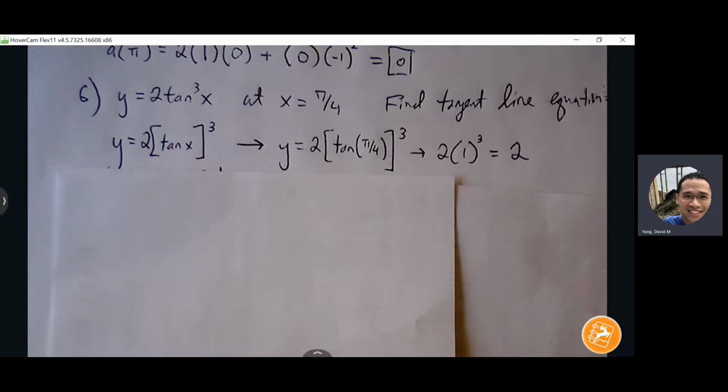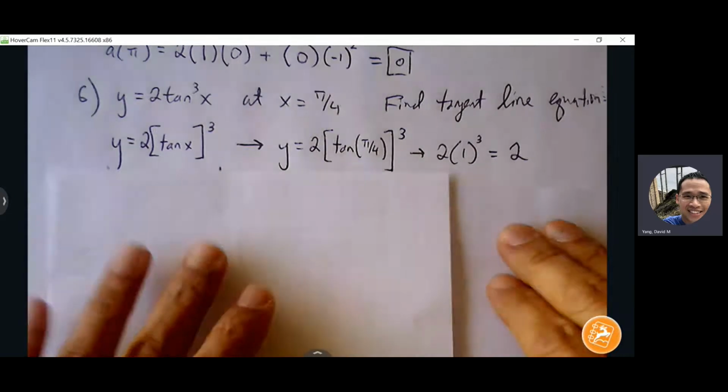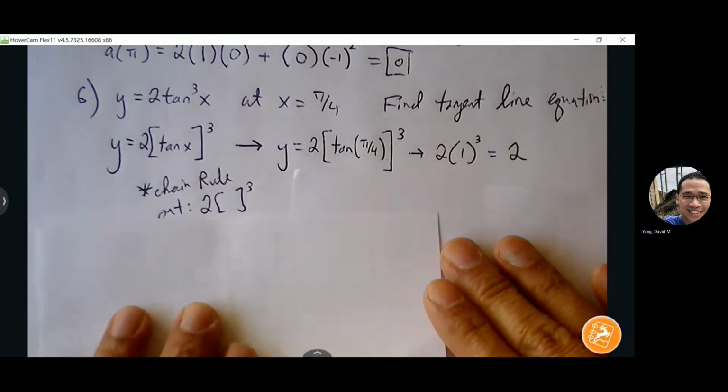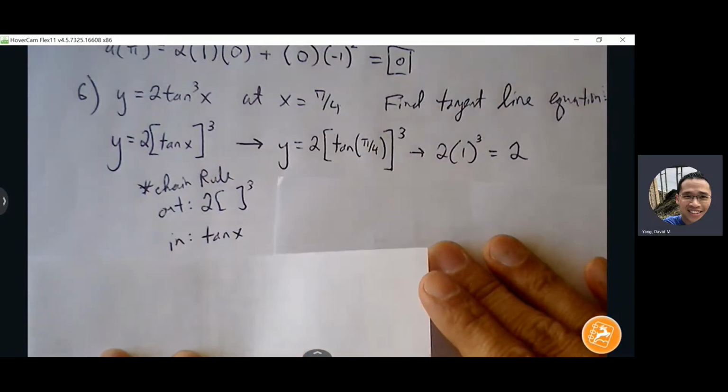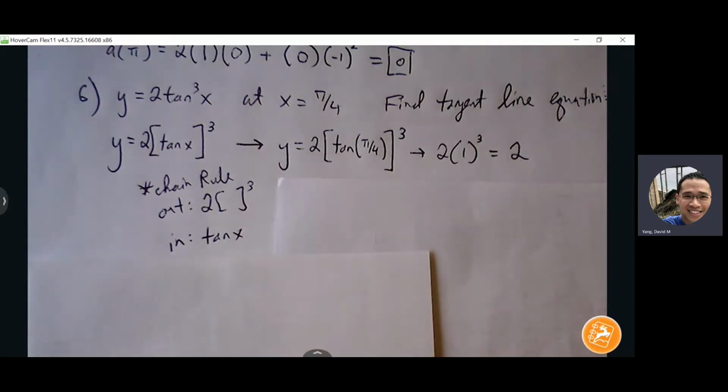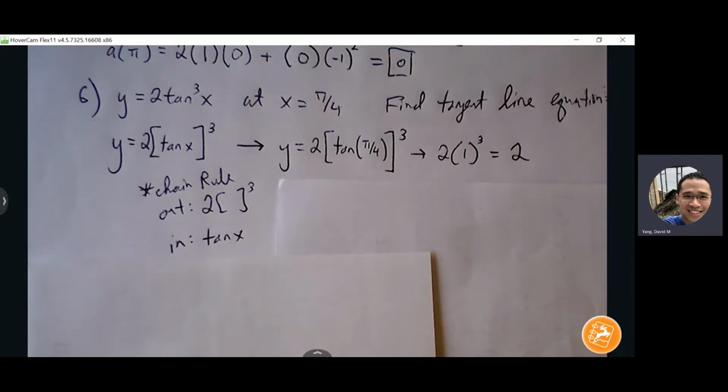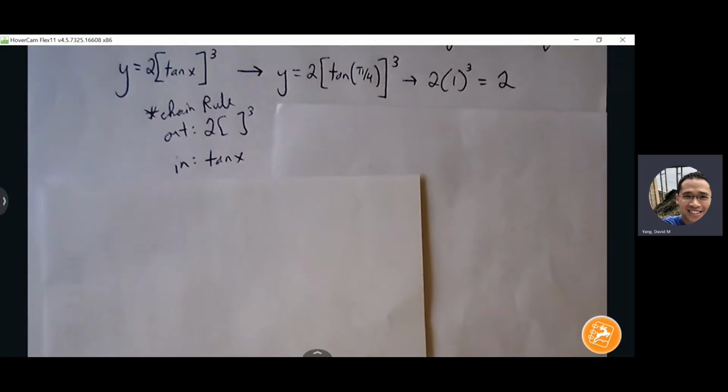Next we need to find the slope, but we need to get to the derivative first. To get to the derivative, we're going to need to use what? Look at how this is set up. I have to go through chain rule, right? So chain rule, outside, inside. Seeing that bracket helps us distinguish between the outside and inside, and also helps us see the need for chain rule. Okay, so our outside portion is that 2 bracket cubed. Our inside portion is that tangent x. And then we just take turns with each derivative.